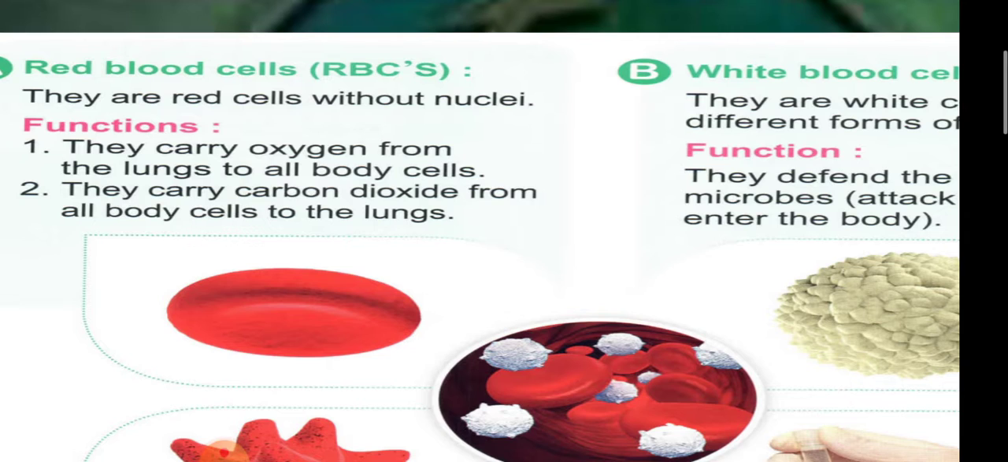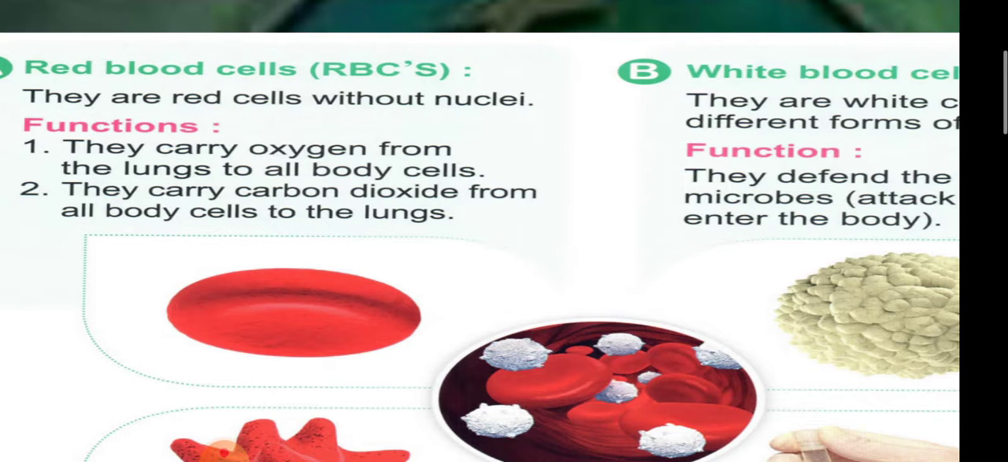What are the functions of the red blood cells, or why do we have these red blood cells inside our blood, or why are they important? First, they carry the oxygen from the lungs when we breathe and give it to all the body cells. And when they return, they carry the carbon dioxide from all the body cells and give it to the lungs to get it outside through breathing out.